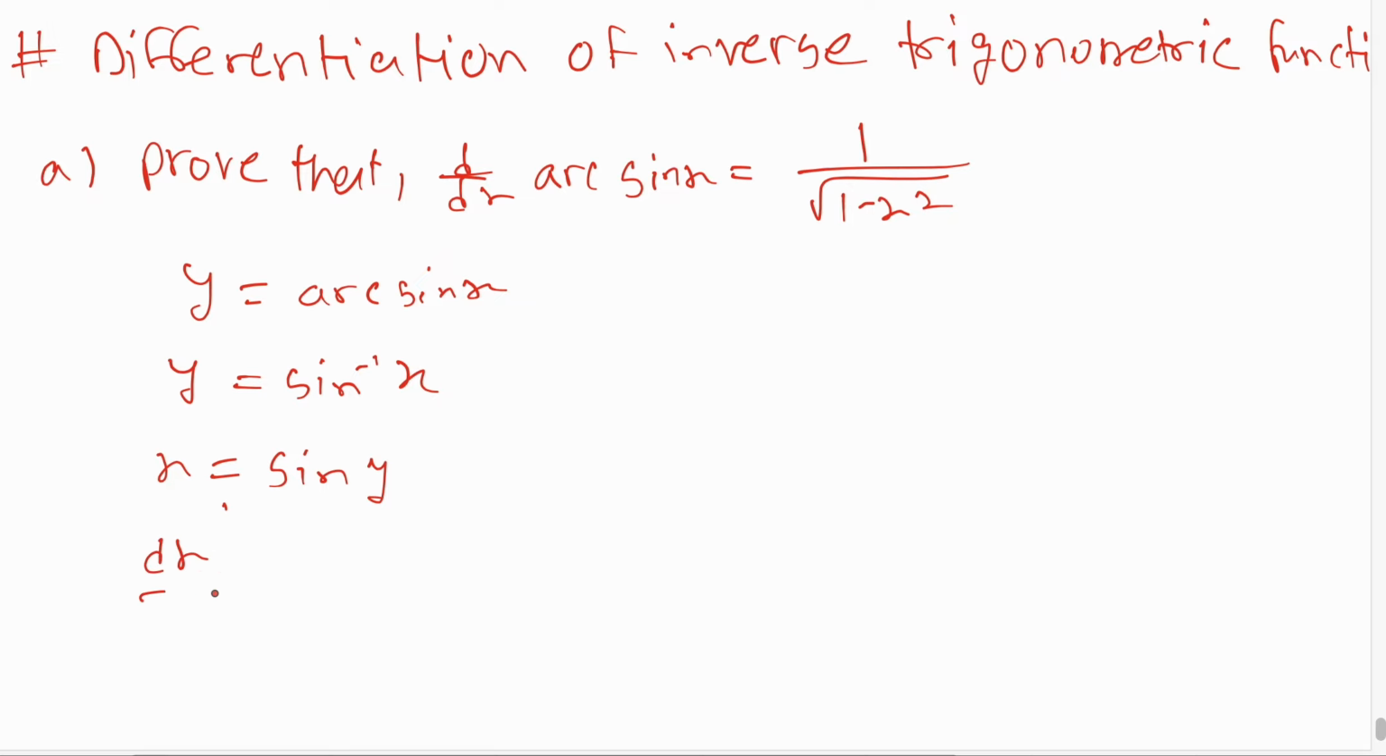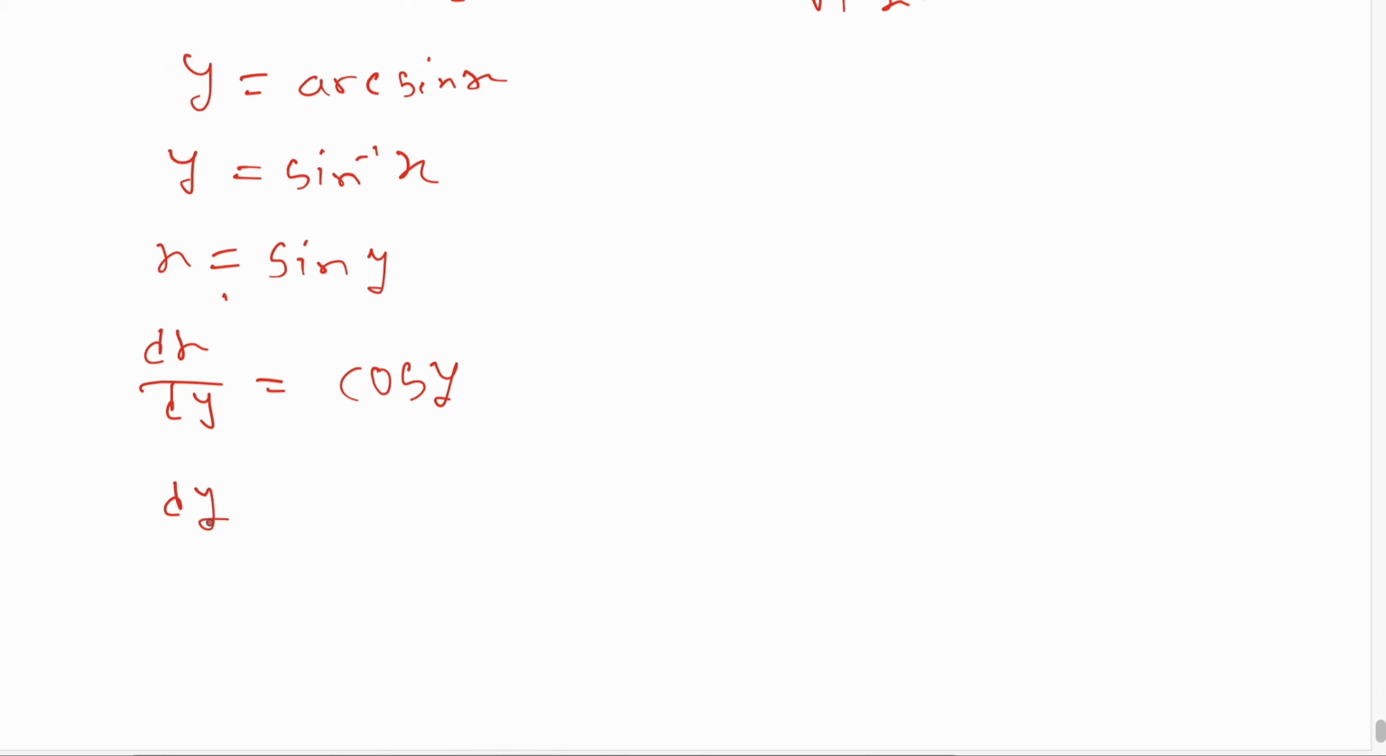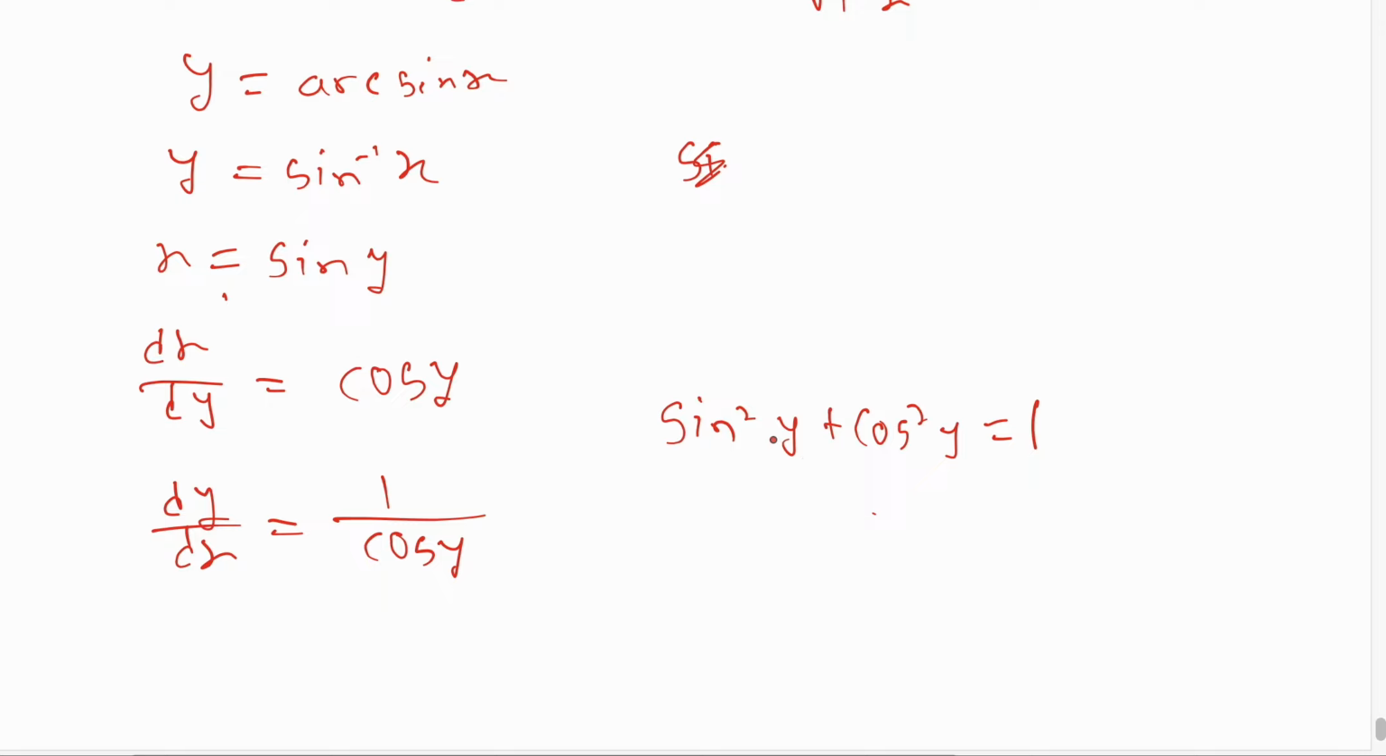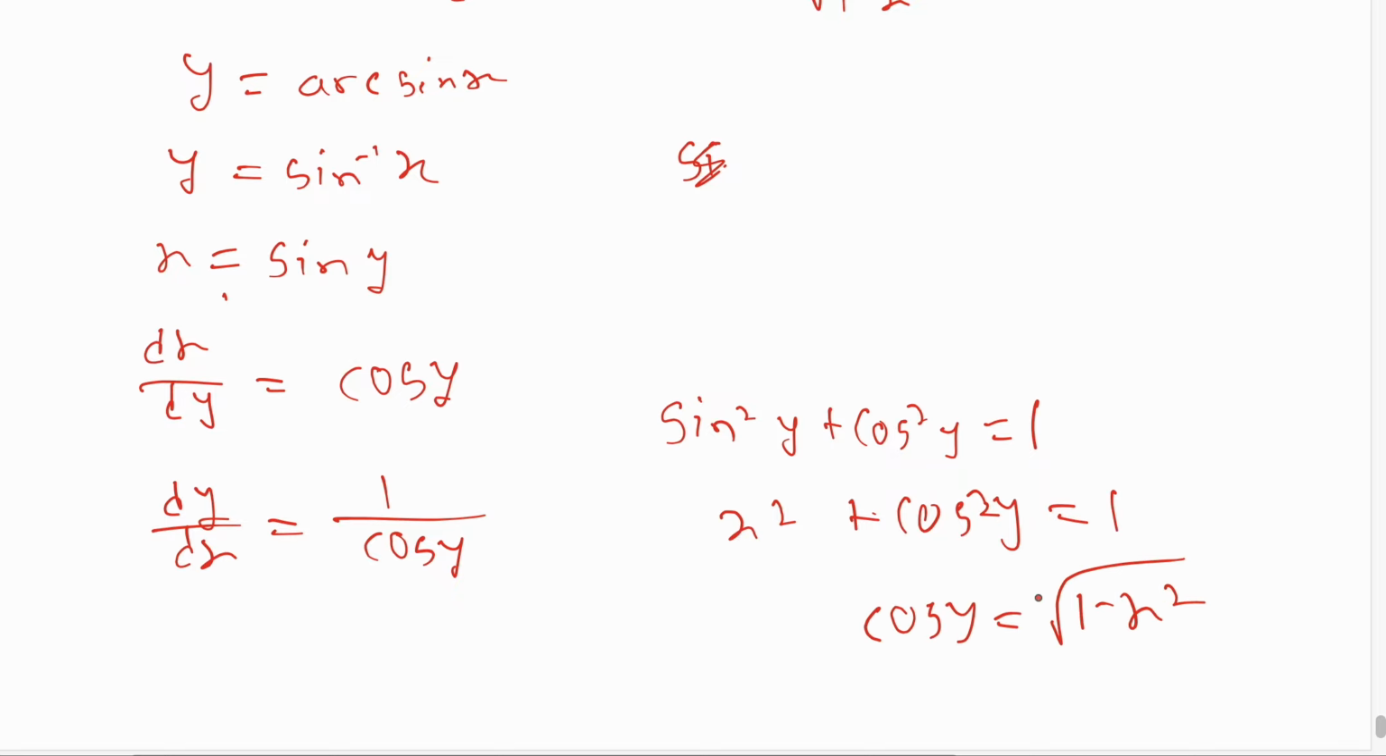So let's differentiate it: dx by dy is equal to cos y, that means dy by dx is equal to 1 by cos y. Now we can use the identity sin square y plus cos square y is equal to 1. So we know sin y is x, that means x square plus cos square y is equal to 1. So if we solve for cos y, it would be root 1 minus x square. So just substitute it, root 1 minus x square. It's proved.